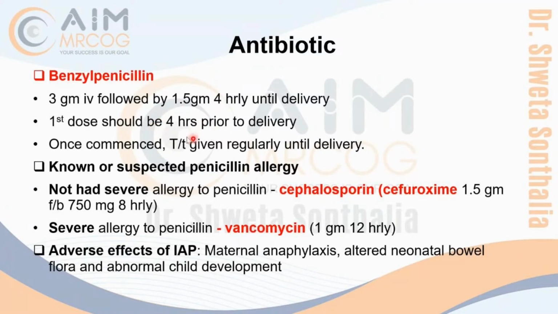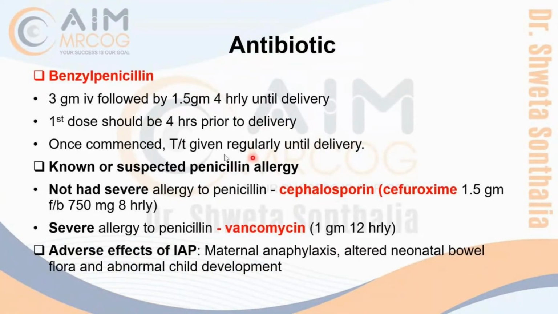You don't want her to be given the benzyl penicillin and deliver within 4 hours. So if somebody is progressing fast, you will go slow on her. That is from your point of view. And definitely, if it is more than 4 hours, the baby will be protected. So you will wait at least 4 hours for the delivery. Once you have started, you will give it until delivery. That's why I told you this IV you will give, because you will give it fully till delivery.